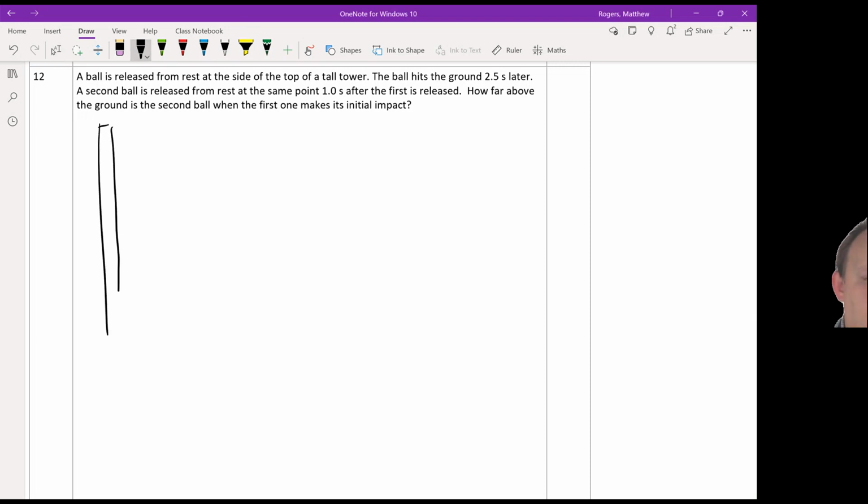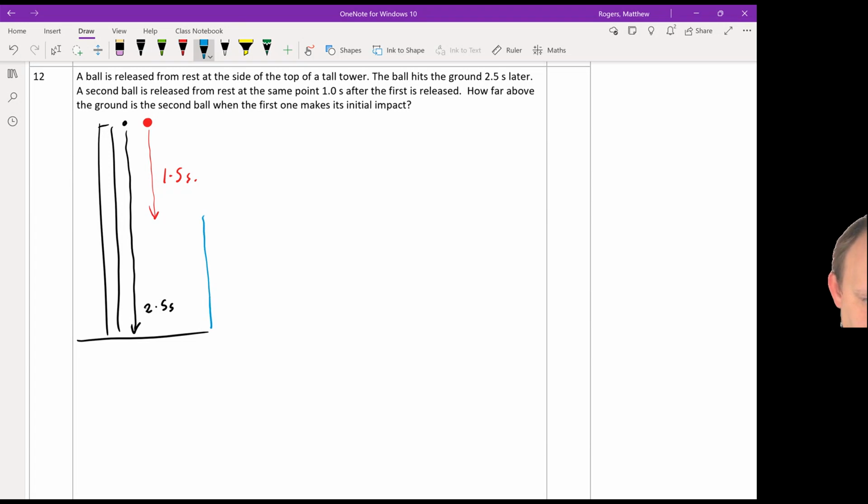So we have our tower, ball 1, ball 2. Ball 1 falls downwards till it hits the floor, and we know that this takes 2.5 seconds. Ball 2, let's make it a different colour, falls down for 1.5 seconds. We're interested in finding this distance here, the height between ball 1 and ball 2 when they hit the ground.